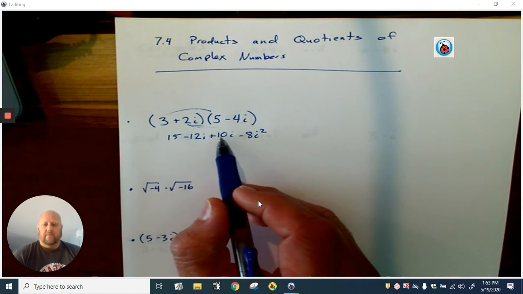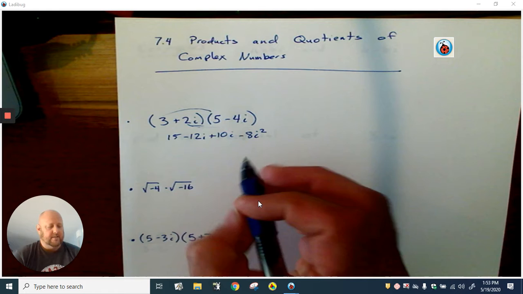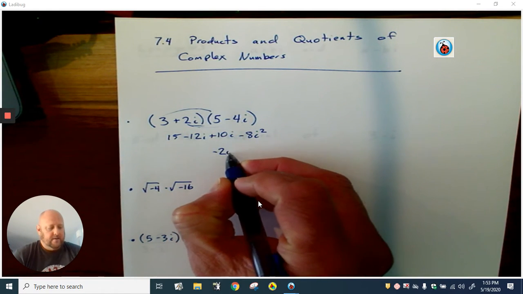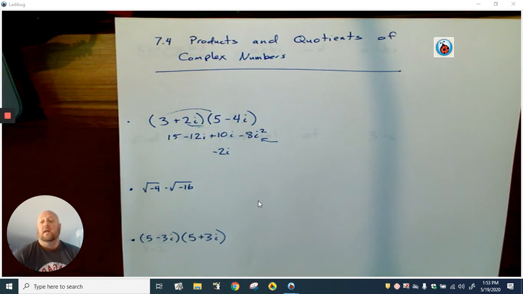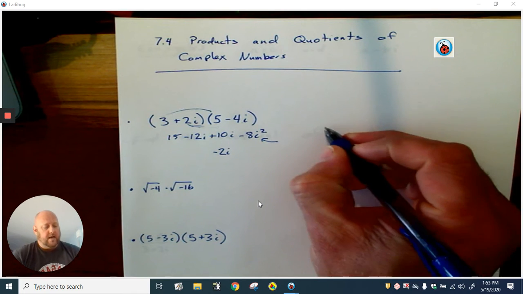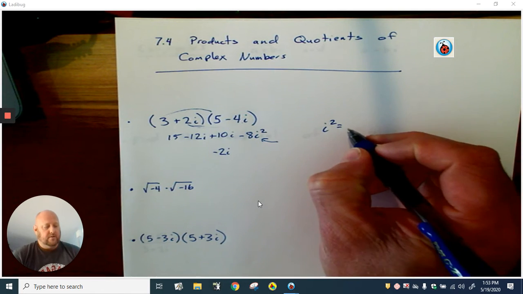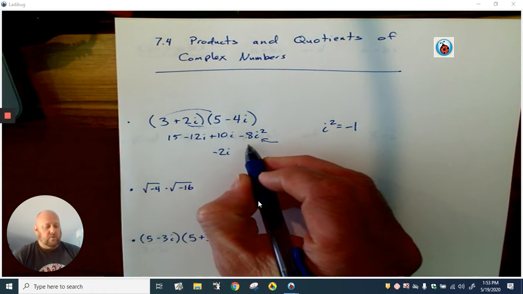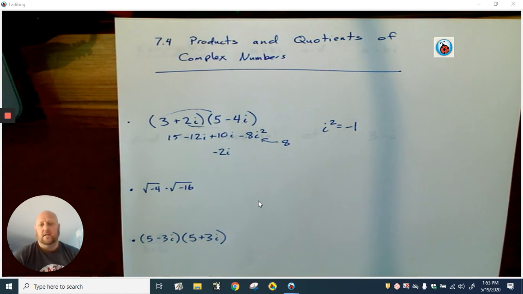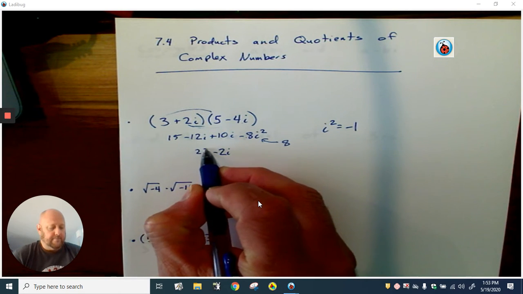Just like before, we have our middle terms, which we're going to be able to combine, which is negative 12i and positive 10i, which makes negative 2i. The difference is this part right here, because that is actually a real number. Because remember, i squared, like we talked about last section, is equal to negative 1. So this is actually negative 8 times negative 1, or a positive 8, okay? So this can actually be combined with that first real part, the 15, to make 23.